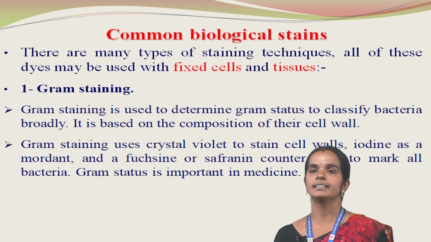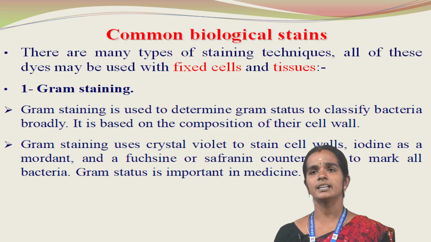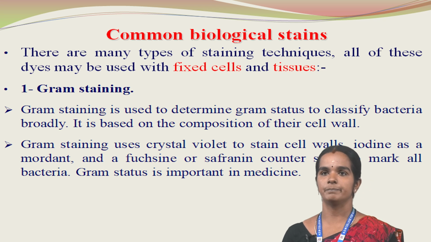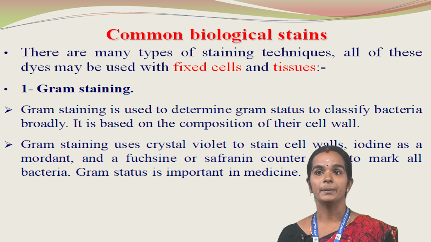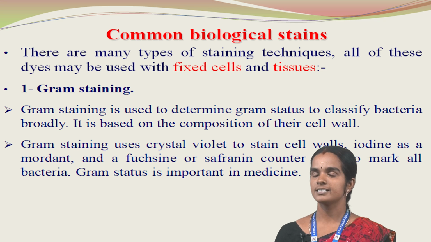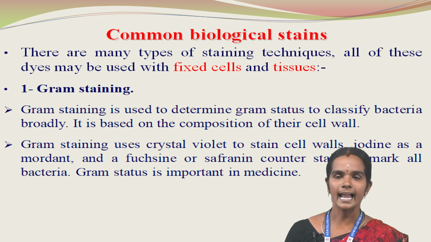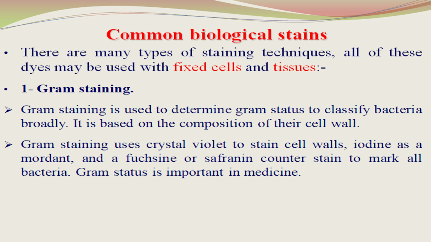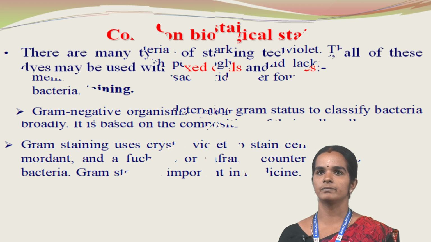First of all, we see gram staining. Gram staining is used to determine gram status to classify bacteria broadly. It is based on the composition of the cell wall. Gram staining uses crystal violet to stain cell walls, and iodine as a mordant to mark all bacteria. Gram status is important in medicine.